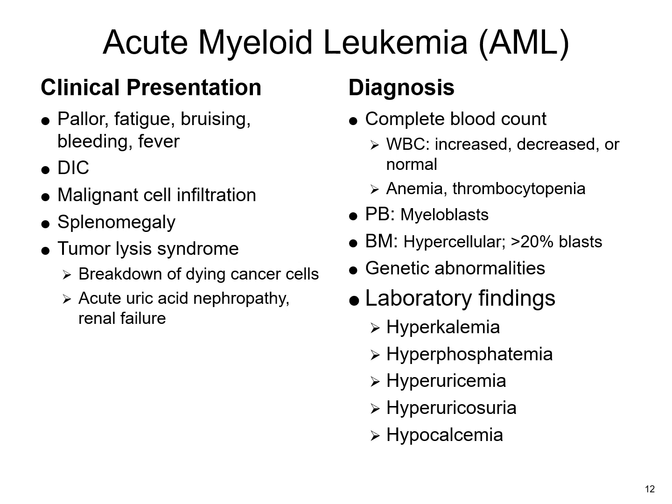Now, with acute myeloid leukemia, our clinical presentation can be very similar. You're going to have the paleness, the fatigue, the bruising, the bleeding, the fever, but you're also going to see some other things that may be present, like DIC, malignant cell infiltration. Again, you're going to have that enlarged spleen. One thing that you do get with this is going to be a tumor lysis syndrome. Because you have a breakdown of dying cells, you can have some of those toxins and things that are going to be released.